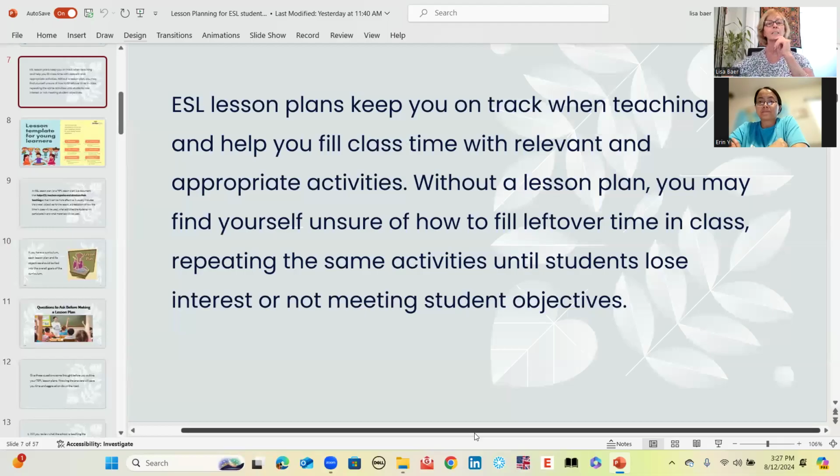So ESL lesson plans keep you on track when teaching and help you fill class time with relevant and appropriate activities. Without a lesson plan, you may find yourself unsure of how to fill leftover time in class, repeating the same activities until students lose interest or not meeting student objectives.